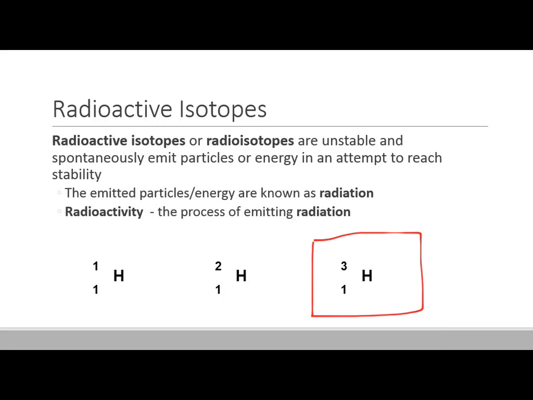So anyway, you can see that each of these has exactly 1 proton, right? That's what makes it hydrogen. This one actually has 0 neutrons, because 1 minus 1 would be 0. This one would have 2 minus 1, so this would have 1 neutron, and then tritium would actually have 3 minus 1, which is 2 neutrons. So you can see that they have different numbers of neutrons.